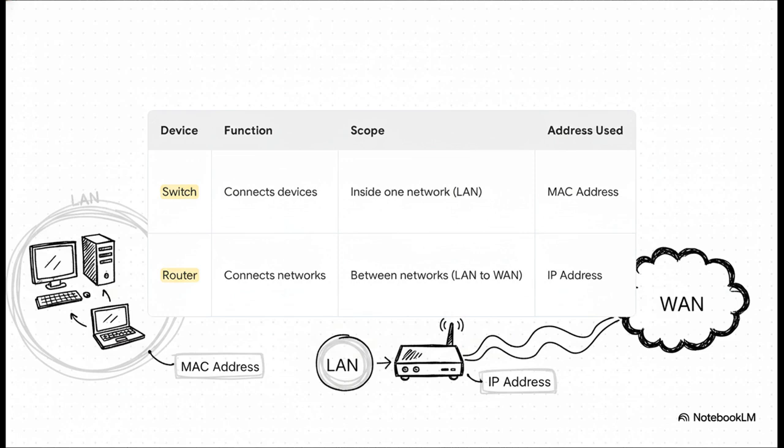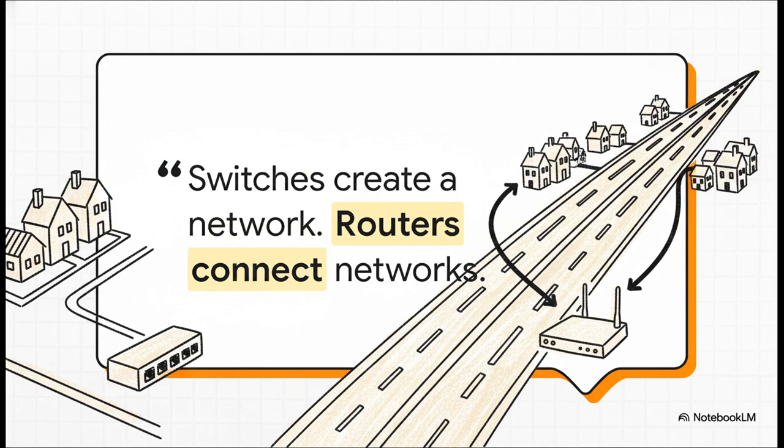A router's job is totally different. Its job is to connect entire networks to each other. It links your private little LAN to the giant wide area network, or WAN, that we all call the internet. And to do that, it needs a completely different kind of address, an IP address. So if you only remember one thing from this whole explainer, make it this. It's so simple. Switches create the network, and routers connect networks.